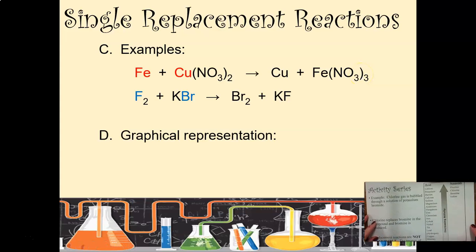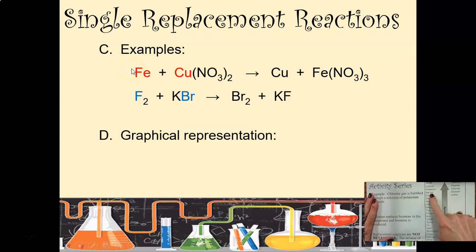Well, we use something called the activity series, and here it is. An activity series, which is somewhere in your notes, shows elements in order of their activity or their reactivity. You'll find the first element on your list, iron. So you look in your list and you go, okay, where's iron? Okay, there's iron. Then you find the element it's trying to replace.